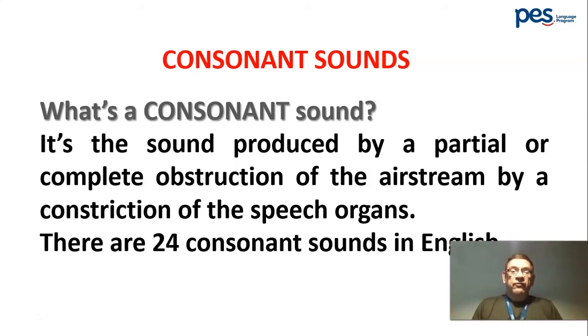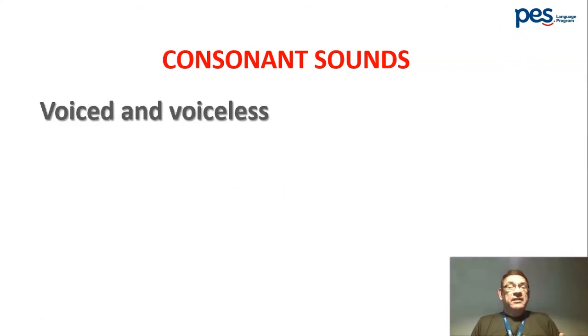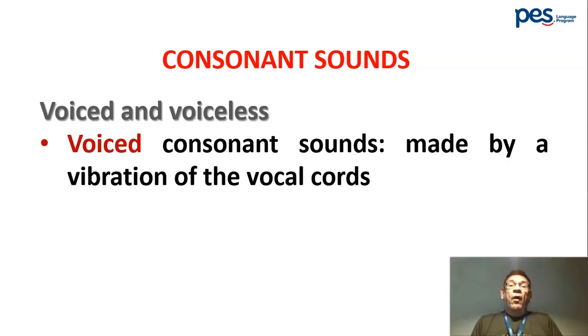So, there are 24 consonant sounds in English, okay, and they are divided into 2 different types according to the sounds they make or do not make. We can have voiced consonant sounds, because they produce voice, and voiceless consonant sounds, no voice. And how can we check which group is voiced and which group is voiceless? Voiced consonant sounds are made by a vibration of the vocal cords.